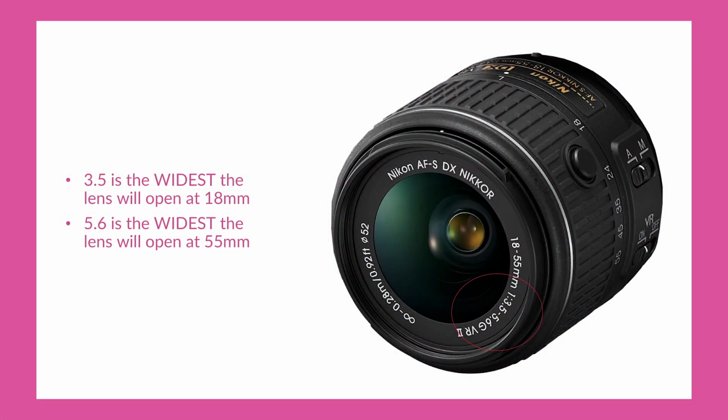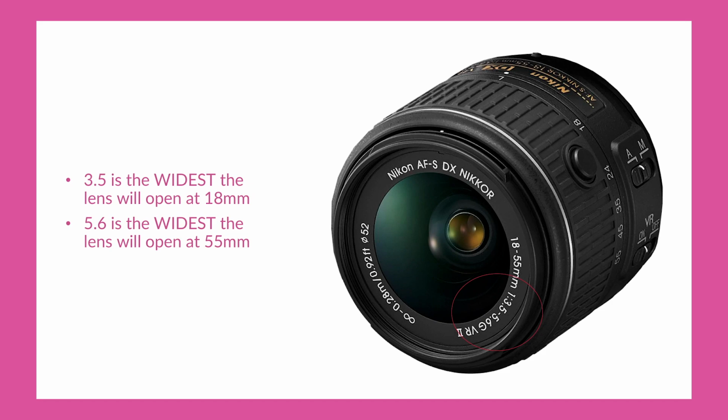So now the other number that we have here is the aperture. So in the case of the lens on the screen, you'll see it says 1:3.5-5.6G. So what that means is 3.5, remember we looked at all those apertures in the last slide? 3.5 is the lowest aperture, so the widest it will open up when it's at 18 millimeters.